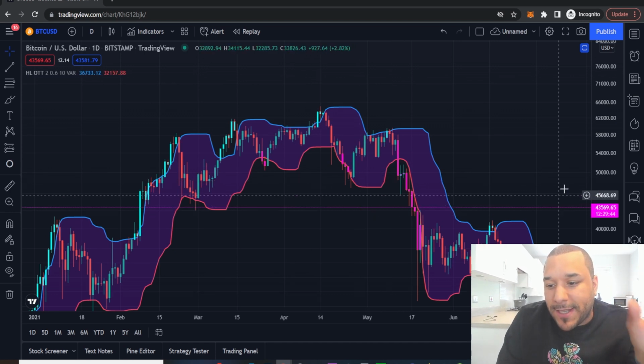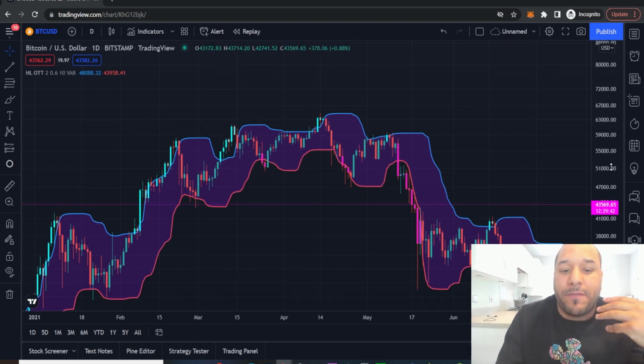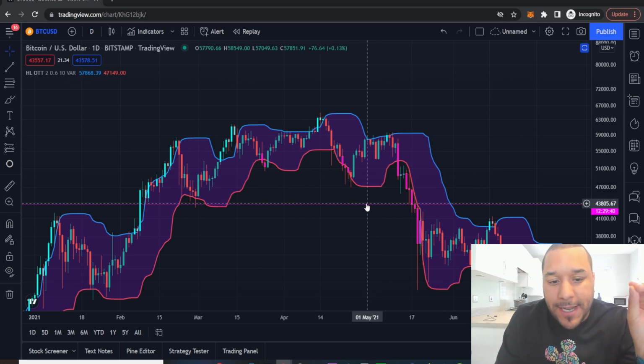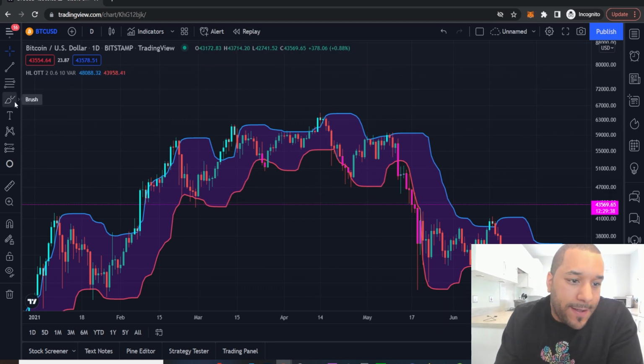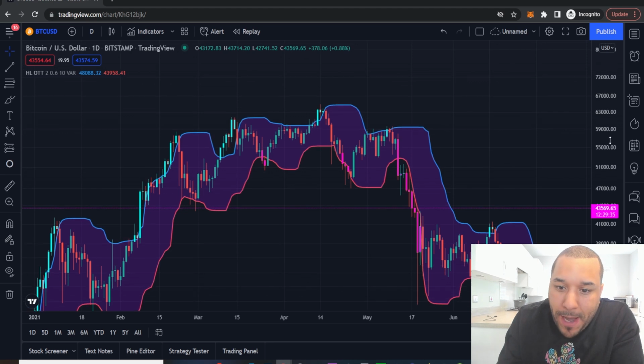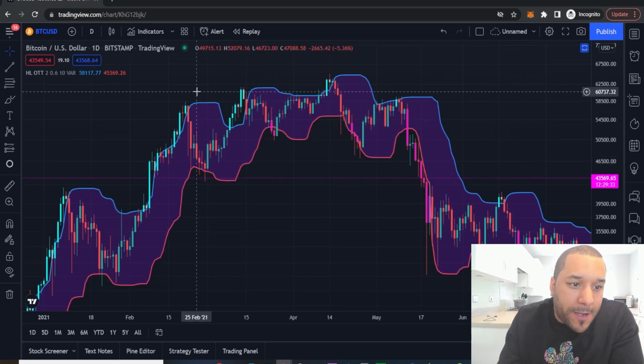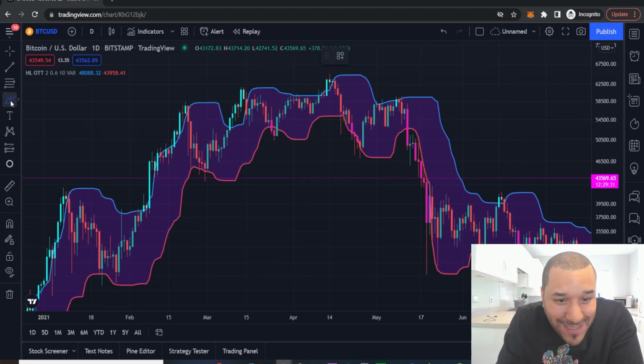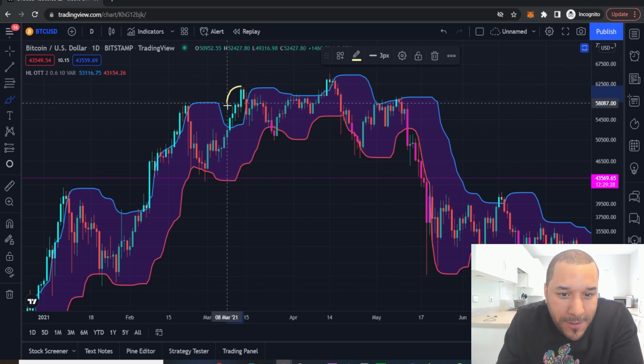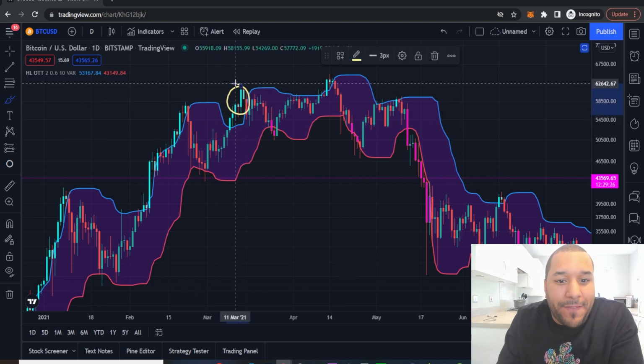This indicator was designed for looking for trends, trend reversals and things like that. But I like to use it in a different way. Take a look at this. If you look close at this bubble, you can see the Bitcoin's price enter it and exit it. So here's an example. You've got Bitcoin price action outside of the bubble here.